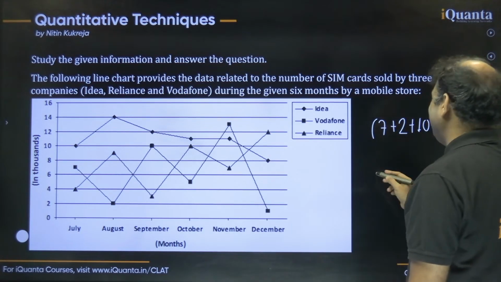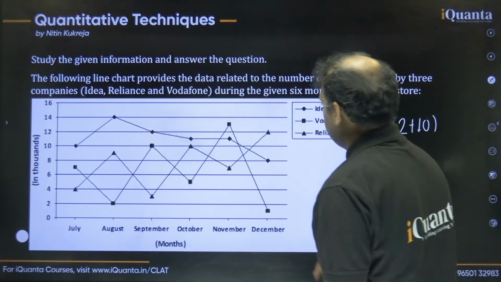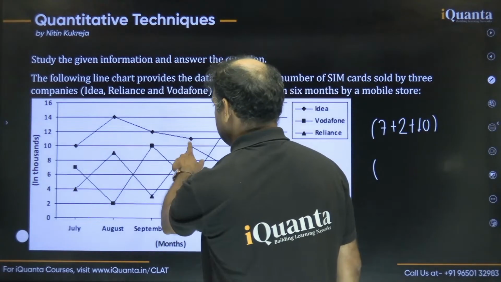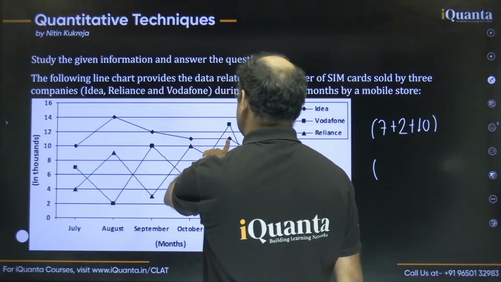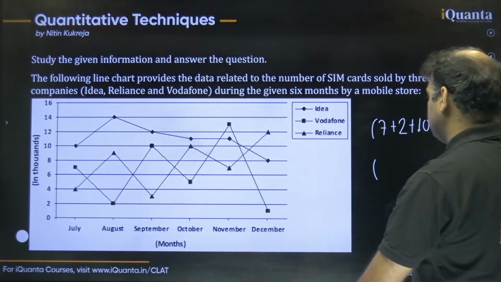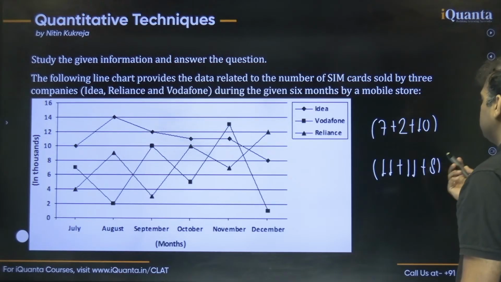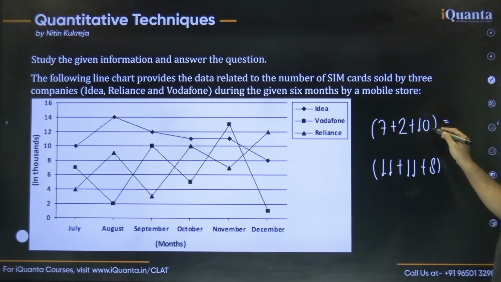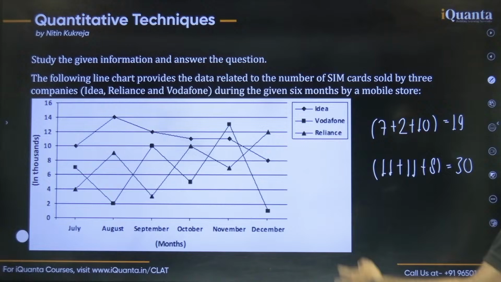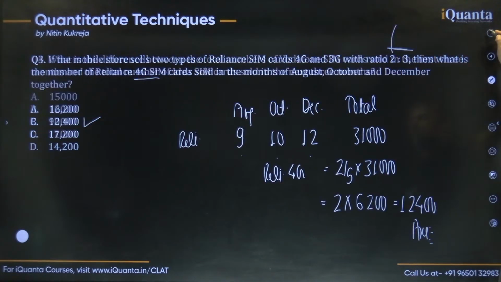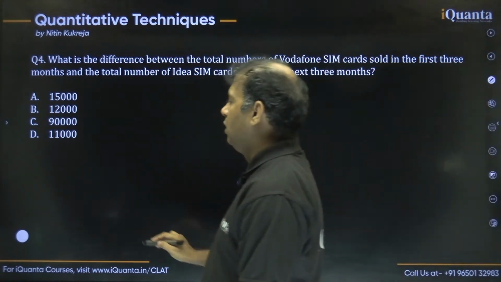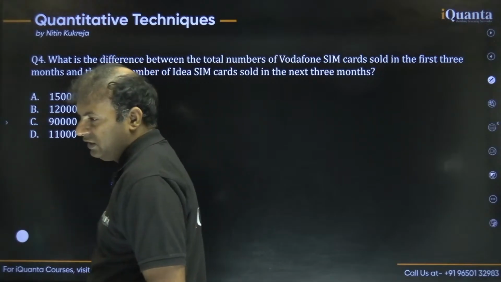Now, what about the Idea in the last 3 months? Idea means rhombus in the last 3 months. So here it is 11, all right? Then 11, and then 8, all right? 11, 11, and 8. Okay, so let's quickly find the sum and then the difference. This sum is how much? 19, simple, and this sum is how much? 30, all right? So the difference is 11 and the data is in 1000, so it has to be 11,000 in the end, right? 11,000, that means option number D has to be the right answer.